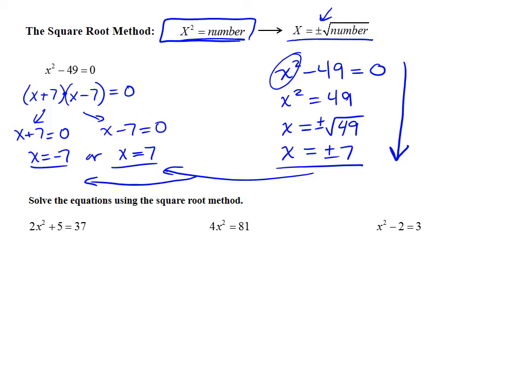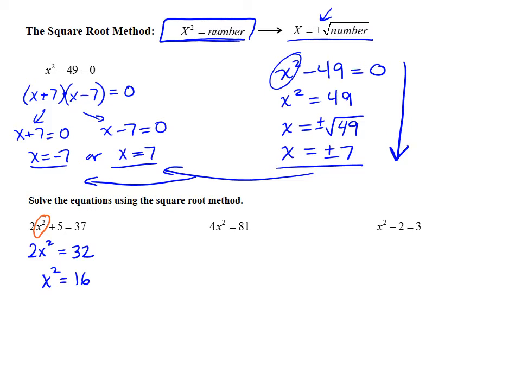2x squared plus 5 equals 37. First thing to do is to really identify where that x squared is, because we have to get it by itself. So we have 2x squared plus 5 equals 37. To get the x squared by itself, we need to get rid of the 5 and the 2. Let's subtract 5 first, just like if we were isolating x, this time we're isolating the x squared. So subtract 5 from both sides, and we get 32 on the right. Divide out the 2 that is multiplying x squared, and we get 32 divided by 2 is 16.